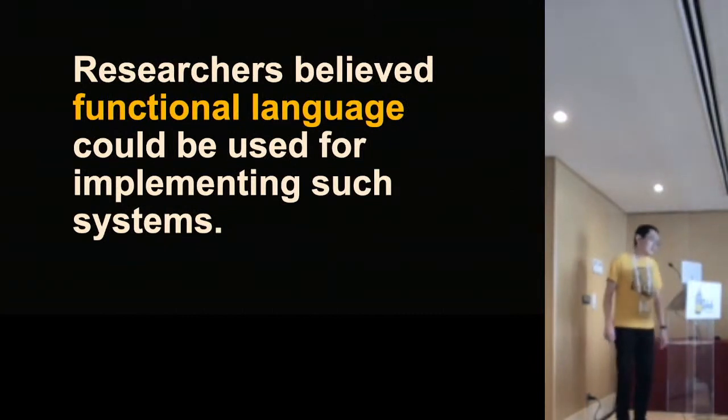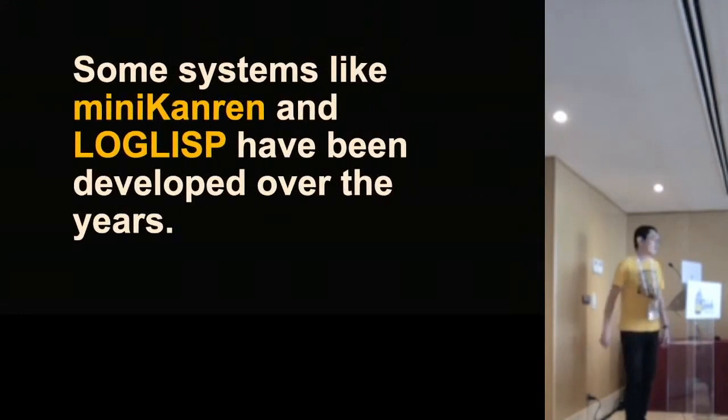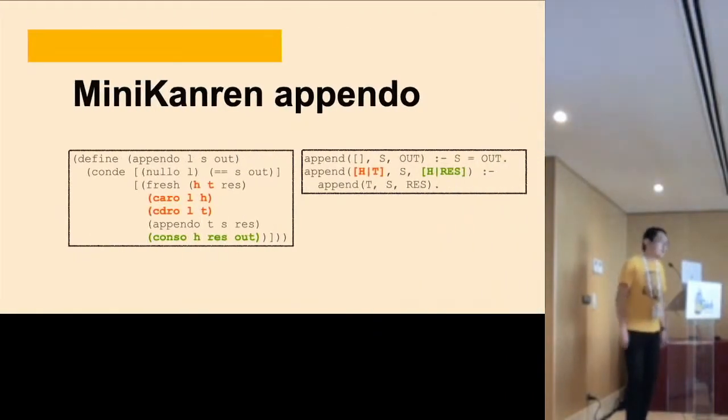But some researchers believe that functional languages could be used for implementing such systems. That's why we have systems like miniKanren and Log Lisp that have been developed over the years. So that's what miniKanren looks like. In miniKanren, I love to add an o to the end of everything to represent its relationship. So append in the functional language is the traditional function to append two lists. That's it. If you want to do the relational version, they call it appendo.